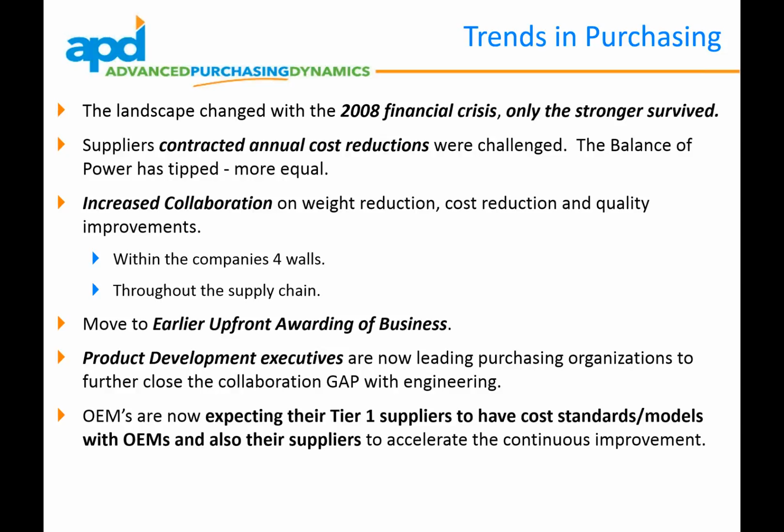And also, and I'm sure for those who are tier 1 suppliers right now or tier 2 suppliers in the automotive industry, what you see is the fact that there is more expectation and higher pressure on having cost standards and cost models available, not only with the OEMs, but your suppliers and your sub-suppliers to help accelerate any sort of continuous improvement, aka cost reduction activities.